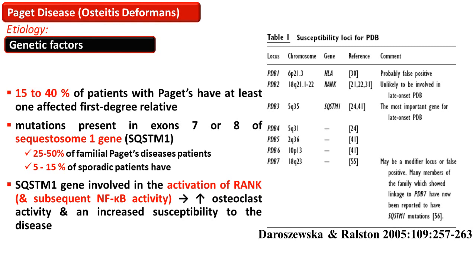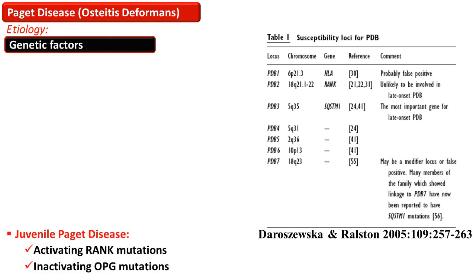What happens? This sequestrosome 1 gene is involved in the activation of RANK, and hence subsequent activation of nuclear factor kappa B. So it leads to increased osteoclastic activity and increased susceptibility to the disease. There is also a variant, juvenile Paget disease of the bone. It is the result of an activating RANK mutation or an inactivating osteoprotegerin mutation.